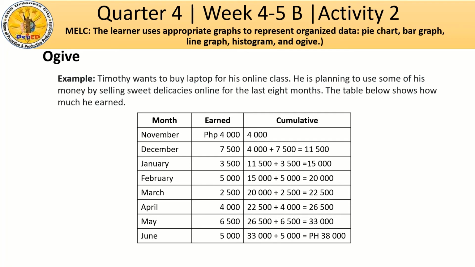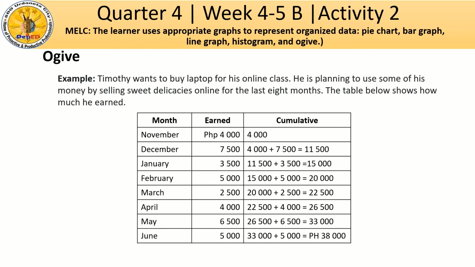For November, he earned 4,000 pesos. So in your cumulative column, we have 4,000 here because it is the initial earnings. For December, we have 7,500. To get the cumulative, we have to add the previous earnings plus the present earnings. So we have 4,000 plus 7,500 is equal to 11,500. This is the cumulative value.